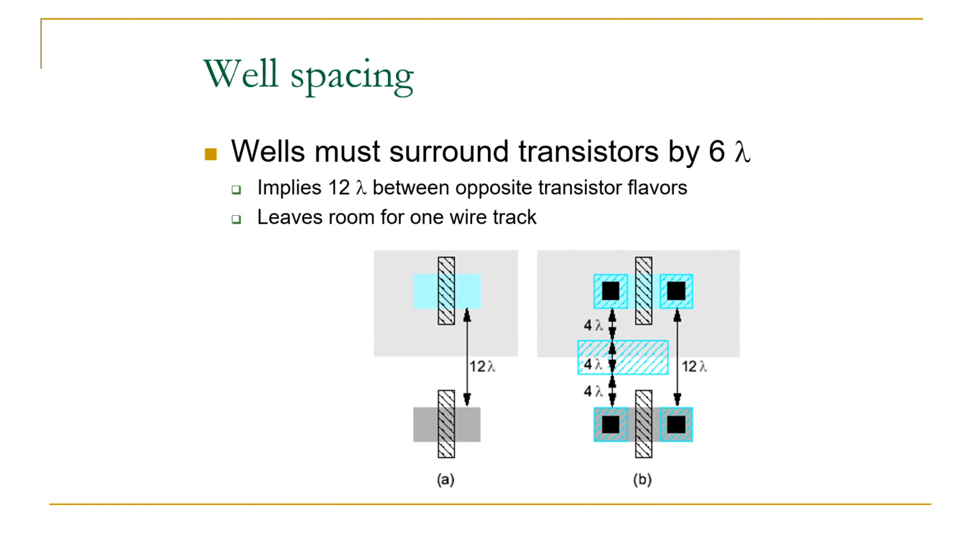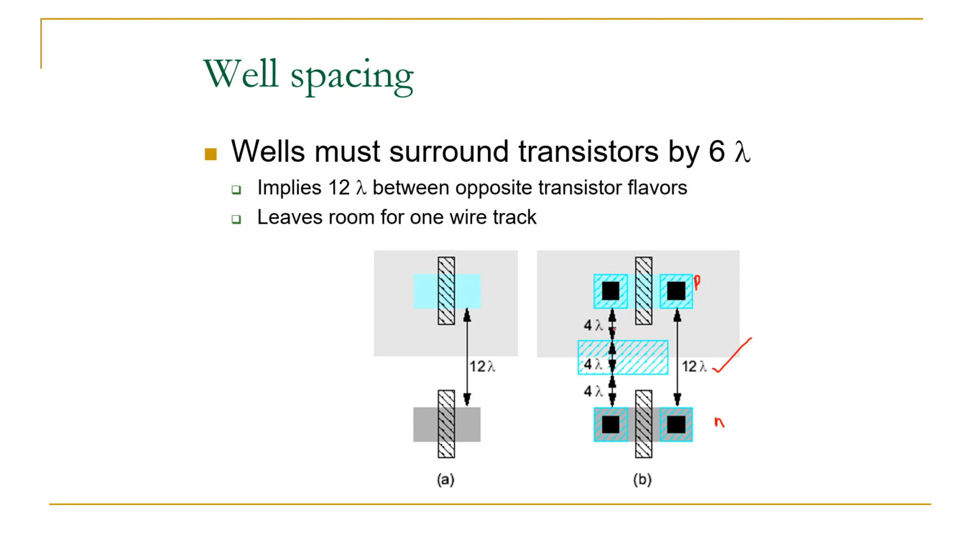And if you consider the well spacing, wells must be surrounded by transistors by 6 lambda. This implies 12 lambda between opposite transistor flavors. See here, this is your P MOSFET, this is your N MOSFET. So between your P MOSFET and N MOSFET, there should be 12 lambda.